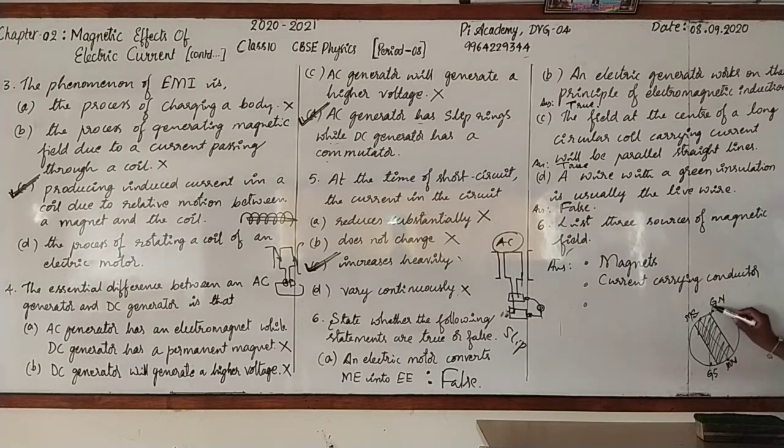And these lines, see, make an angle of about 15 degrees. That is the axis of rotation and the magnetic axis. These two will intersect and form an angle of 15 degrees.